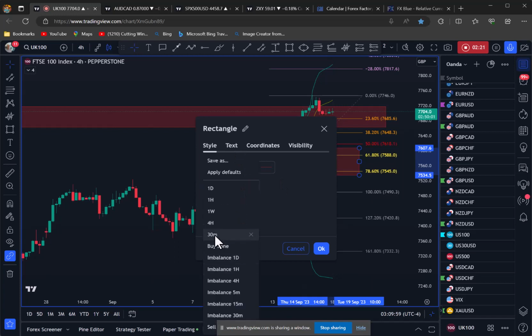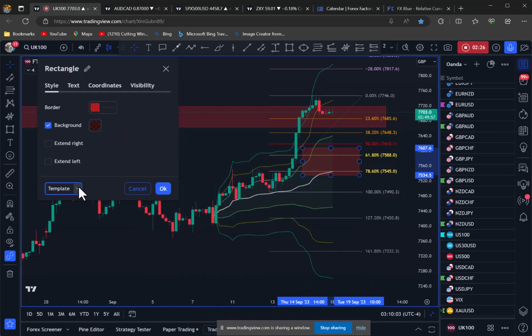You could counter trend trade it. Be careful. Yeah, I mean, that's my take on the FTSE.